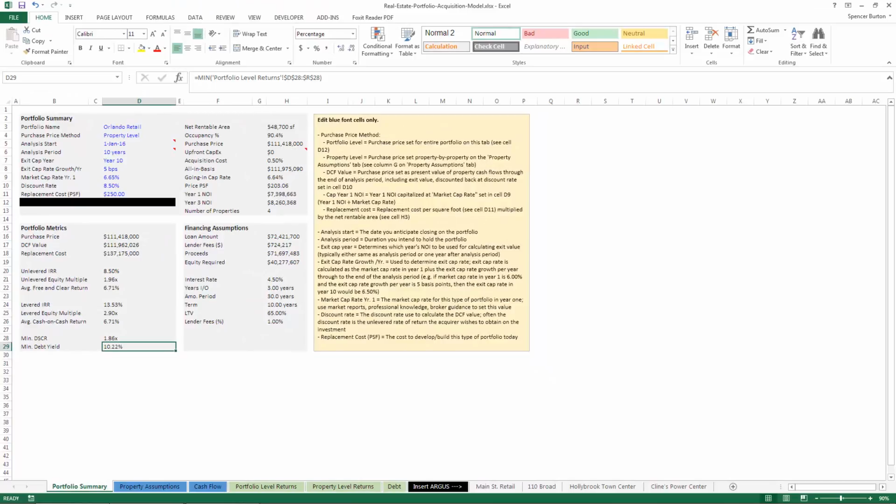So that is my real estate portfolio acquisition model. If you have questions, please let me know. There may be errors in the model. I haven't tested this professionally. I built it specifically for this purpose. So if you find those errors, let me know, and I'll go ahead and correct those. And thank you for your time.